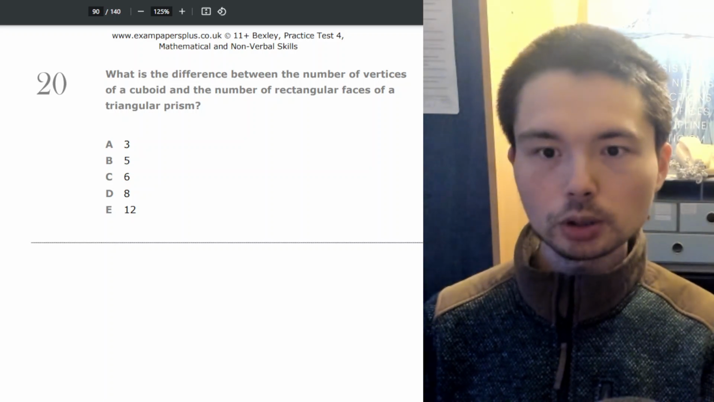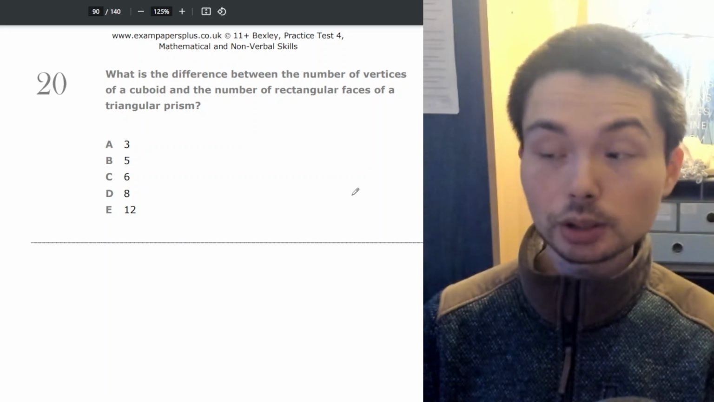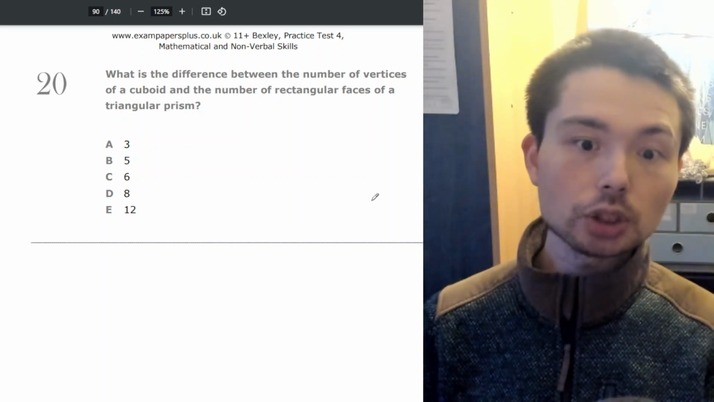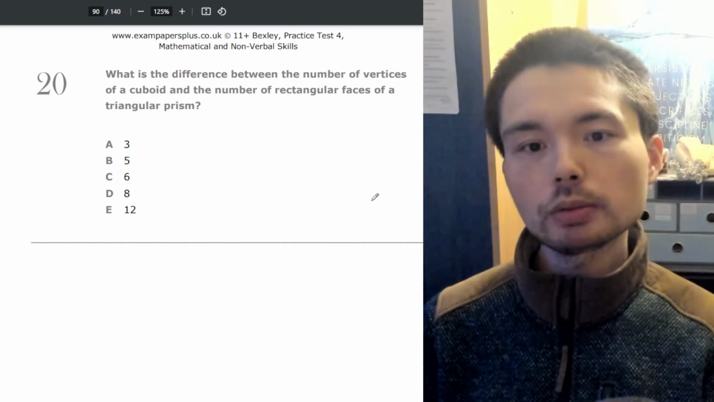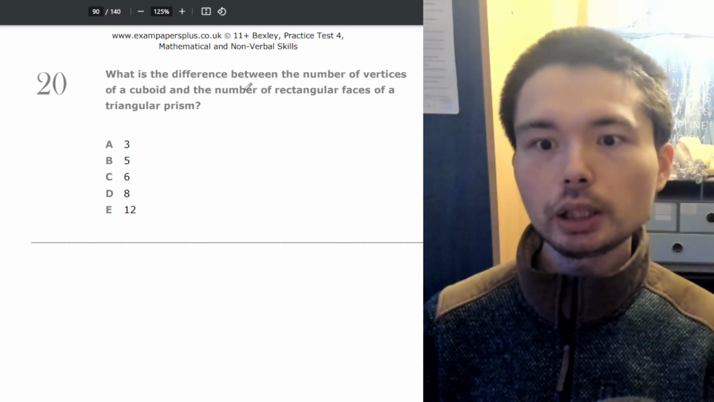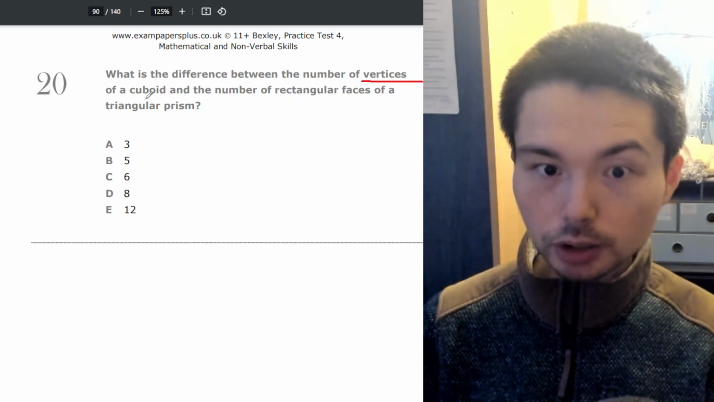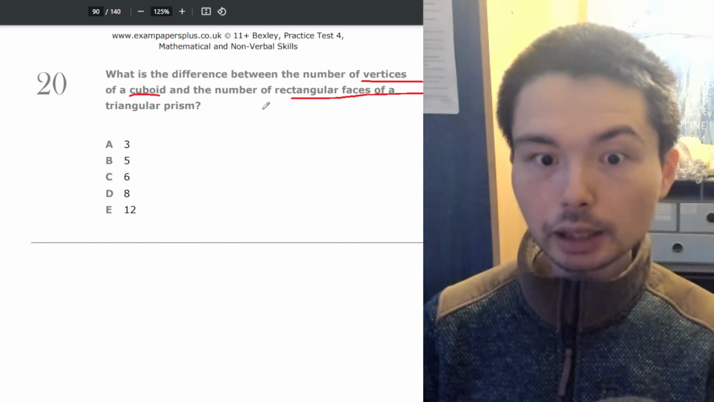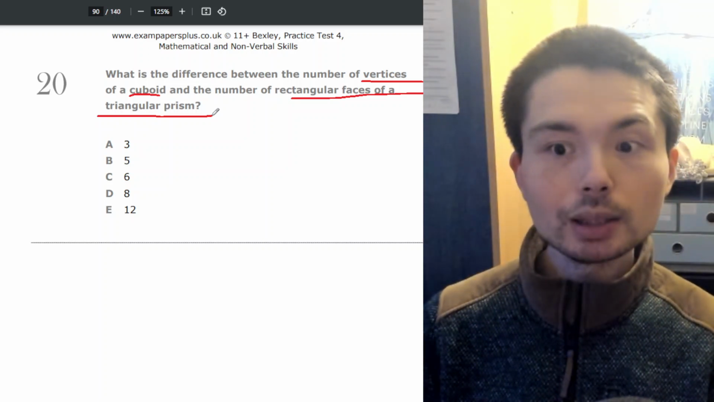Question 20. These math shape questions, I've noticed they just keep popping up. So this is definitely something worth going through, doing lots of these shape questions. What's the difference between the number of vertices, that just means corners of a cuboid, and the number of rectangular faces of a triangular prism? We work out both, job done.